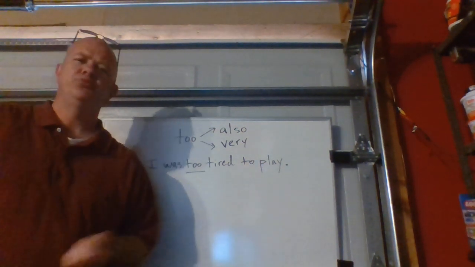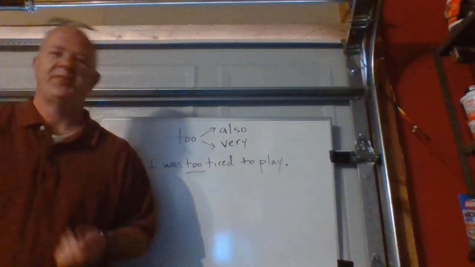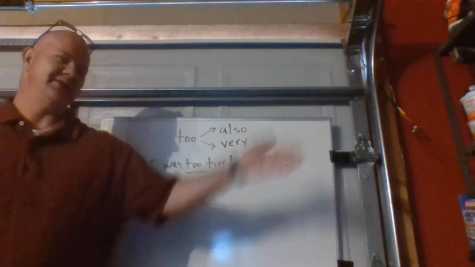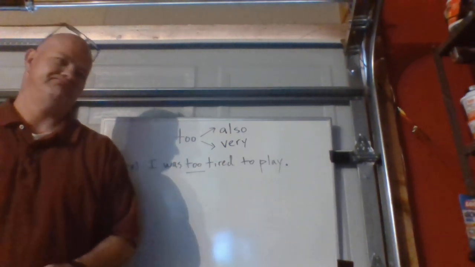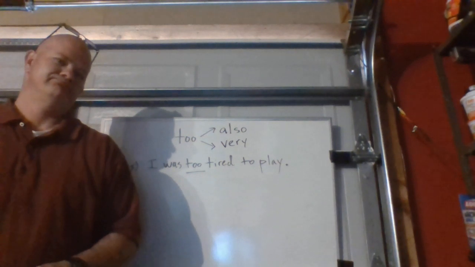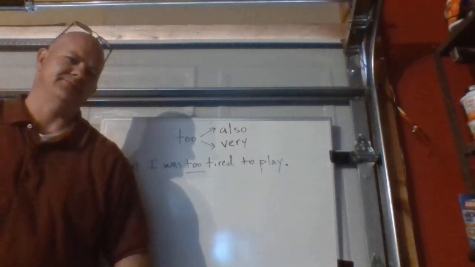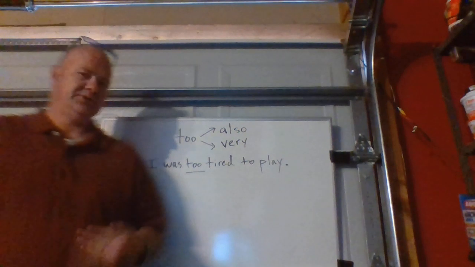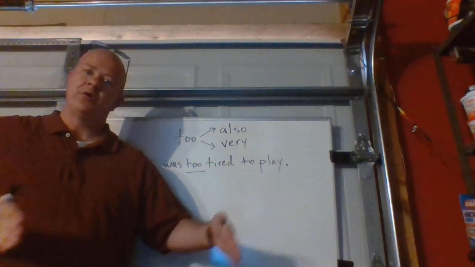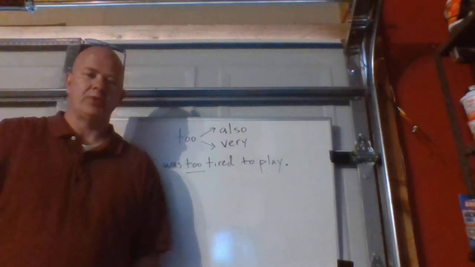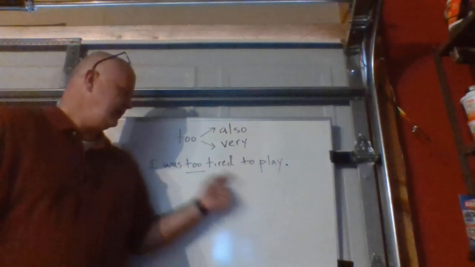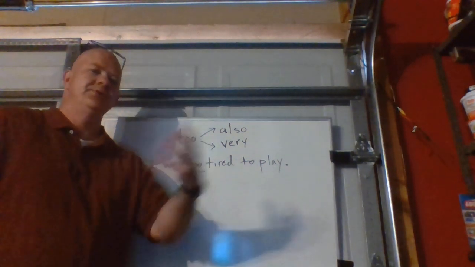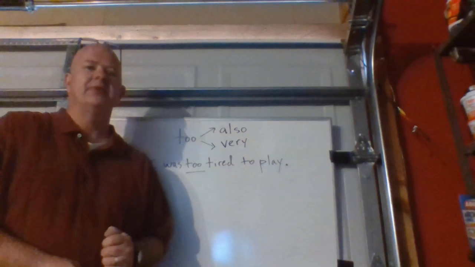I was too hungry to think. I was too good looking to be a bum on the street. Sorry, it was a bad example, but TOO means also or very. You can put those words in and have it make sense. That's the word you need to use, TOO. If it doesn't make sense, you're going to use TO or TWO.